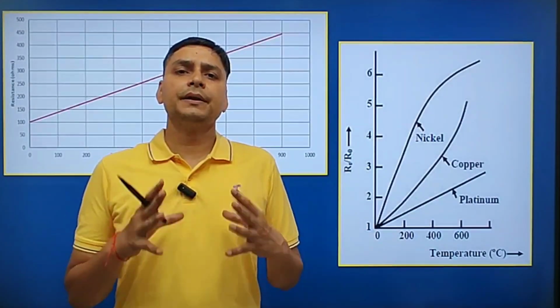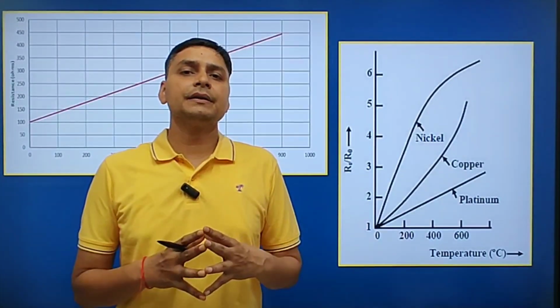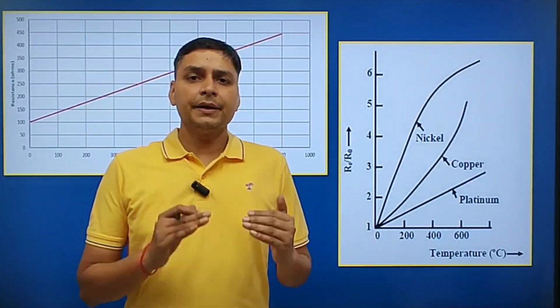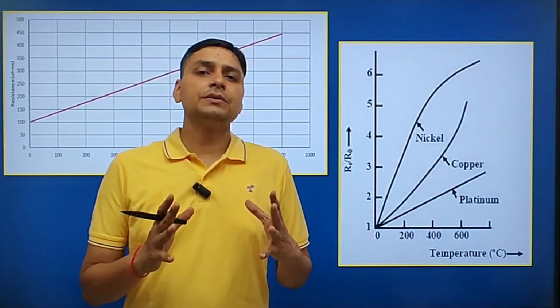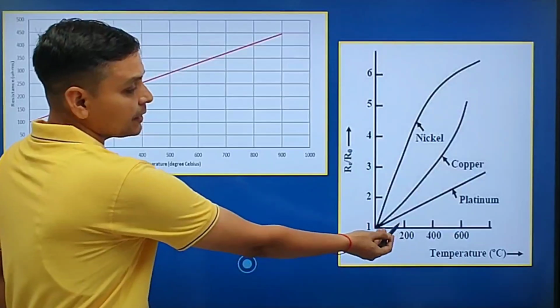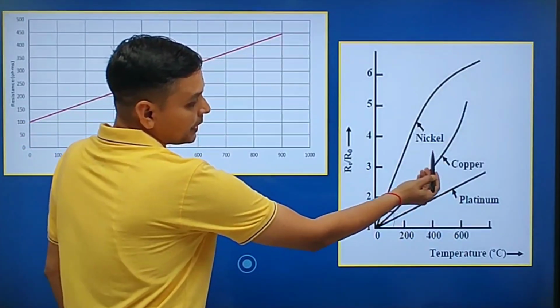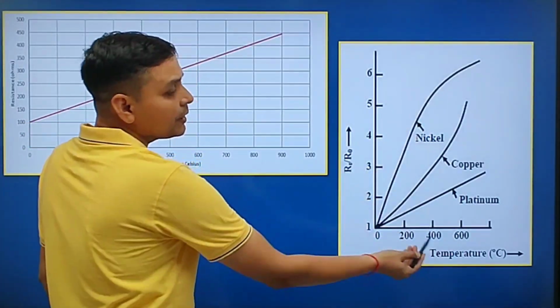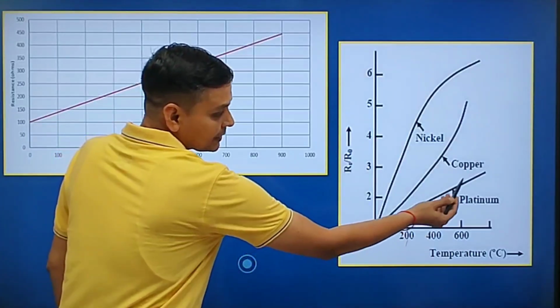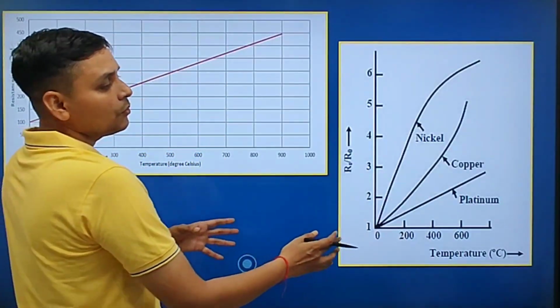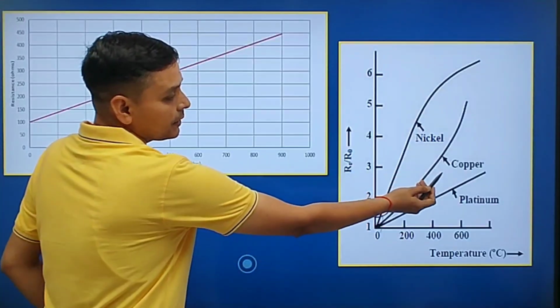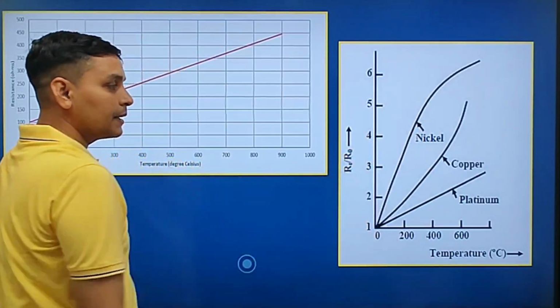The reason for using platinum in comparison to other materials is that platinum's temperature resistance characteristic is most linear in comparison to other materials. You can see here platinum, copper and nickel characteristics are shown, and platinum characteristic is more linear than other characteristics. So we use platinum in place of copper or nickel.